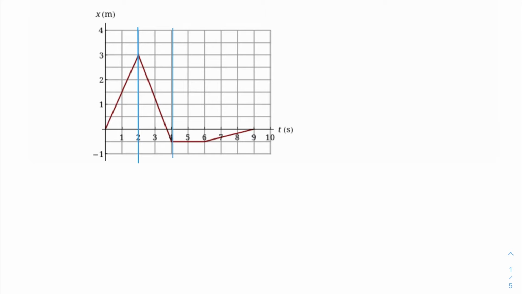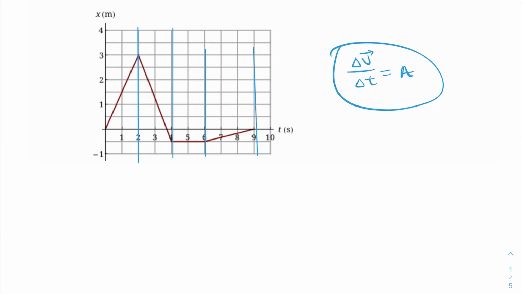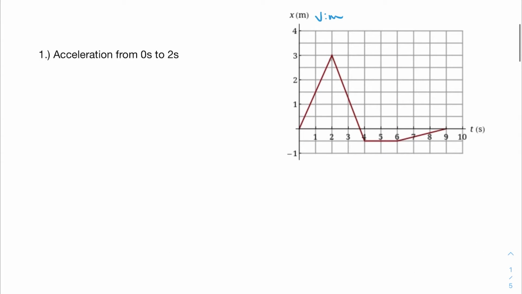First off, we're going to try to solve the acceleration from 0 to 2 seconds, 2 to 4, 4 to 6, and 6 to 9 seconds. And again, the formula to solve for acceleration is the change in velocity over the change in time, and that gives us the acceleration. So let's get started with number 1. Again, we're solving for the acceleration from 0 to 2 seconds. We're primarily focusing on this line.